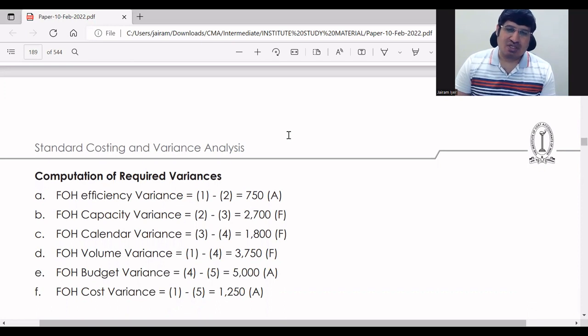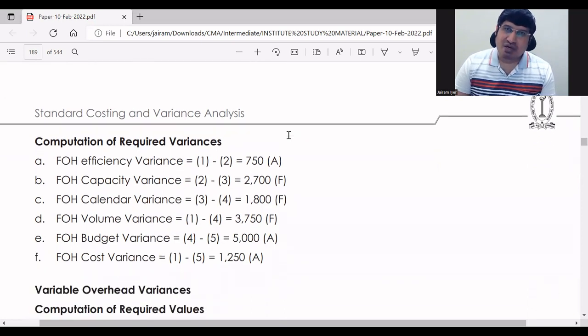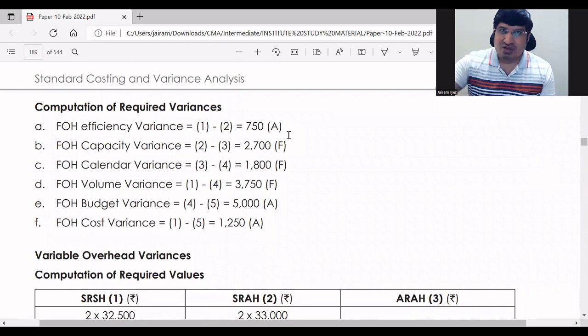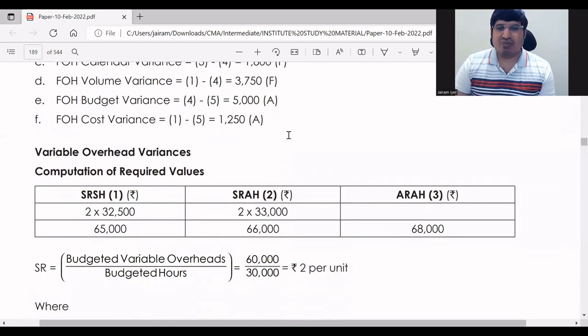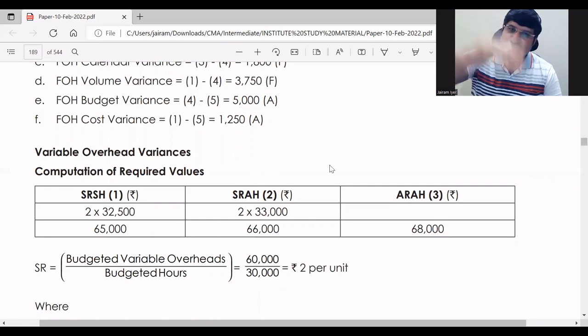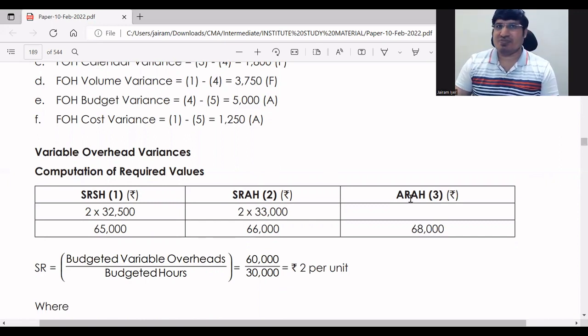ठीक है, ये बहुत ही सिंपल है. तो इसका let's see the computation first. Okay, because we are into computation already. So in variable overhead variance you have to prepare these three things. आपको ये तीन चीजें बनानी पड़ती है. Okay, this 1 and 2 are same as what you use for fixed overhead variance. SRSH and SRAH, same as that. Okay, and the third one is nothing but the very last one.